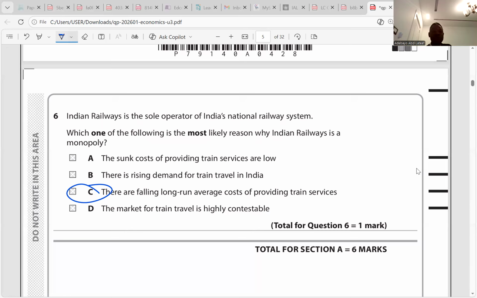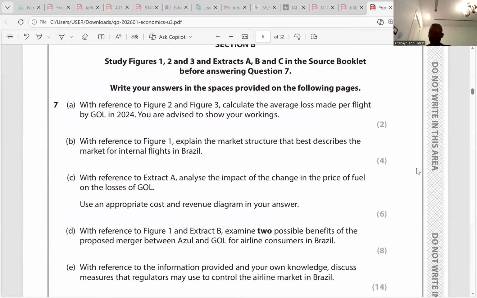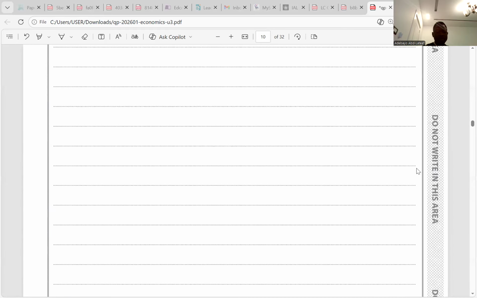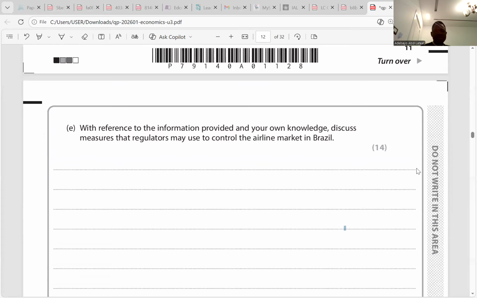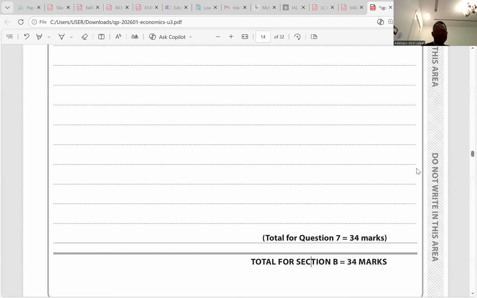The Indian Railway is able to continue to be the sole service provider of rail service because it is productive and allocative efficient. That's question 6. We go to question 7. I just hope you did your question 7 well. So let's see. For question 7, they said with reference to figure 2.